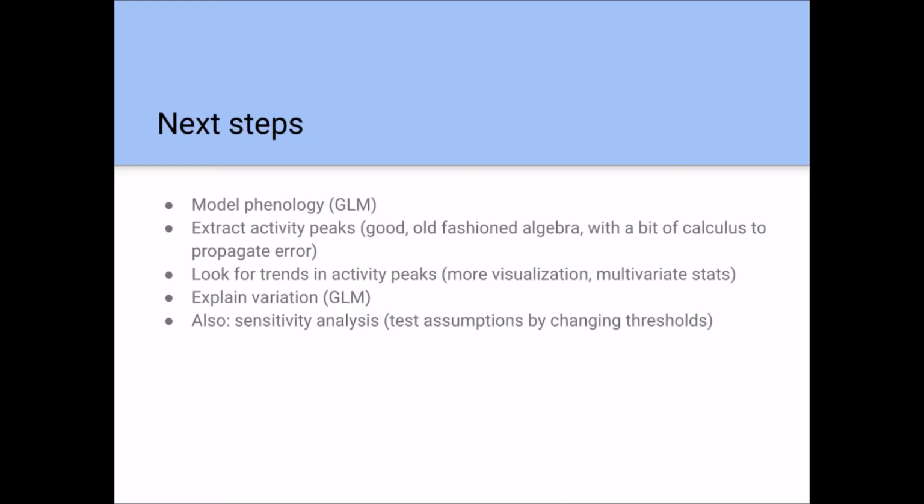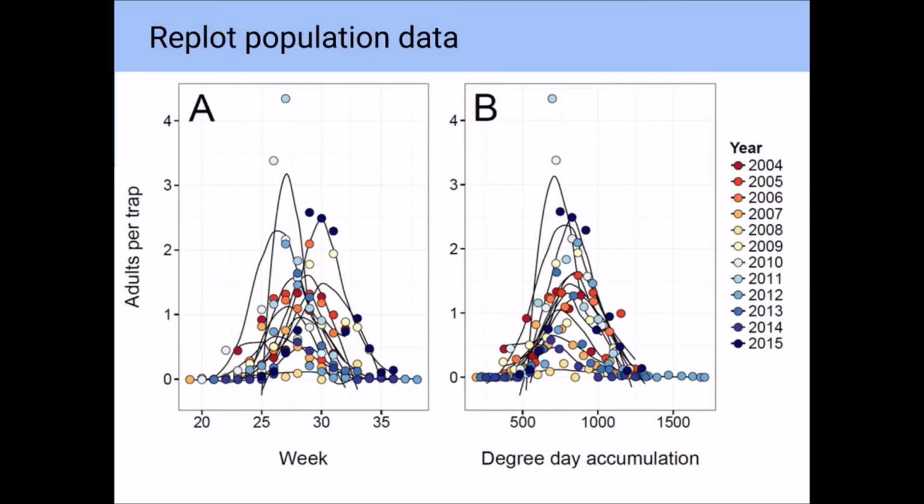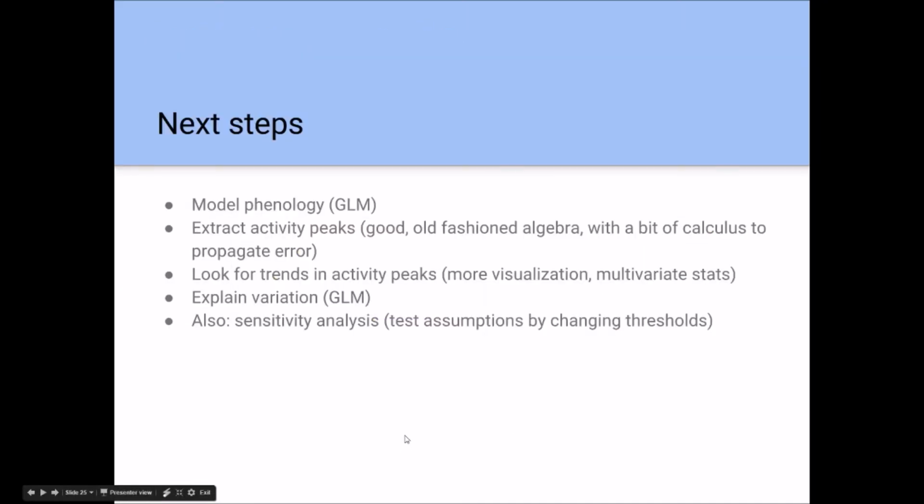Then we extracted the activity peaks that we found using good old-fashioned algebra, and then looked for trends in the activity peaks, because you can see, back here, these are still not completely coordinated, they still aren't completely synchronized, so there's probably some other factor there. And then we looked for the trends, and then we explained the variation using GLM. And then we also did a sensitivity analysis, so we tested all of our assumptions by changing our thresholds to see how that affected our conclusions.